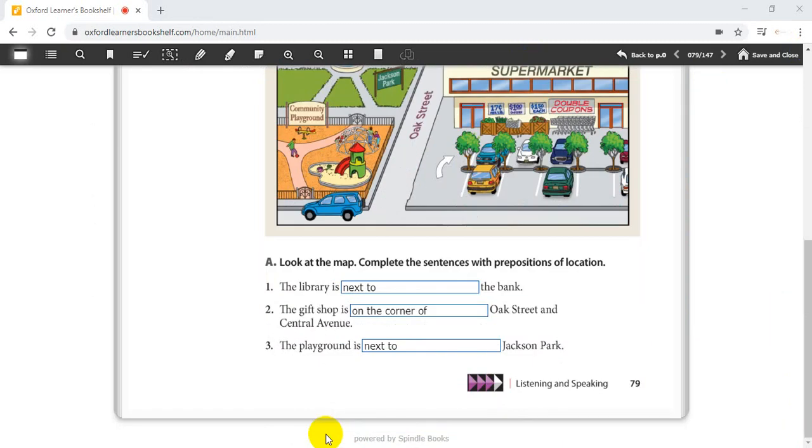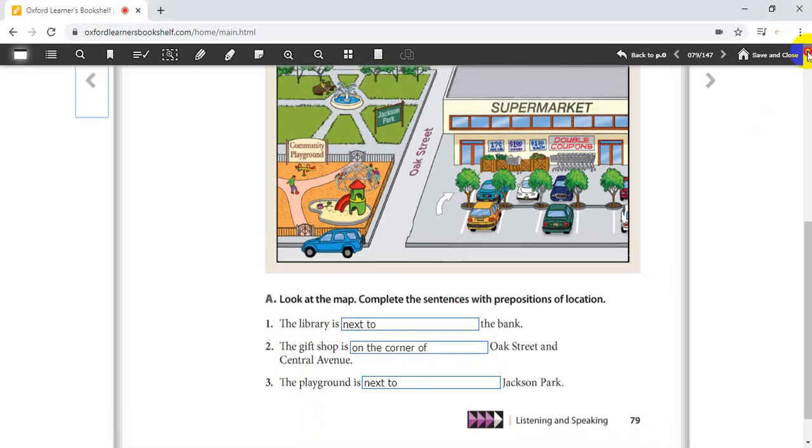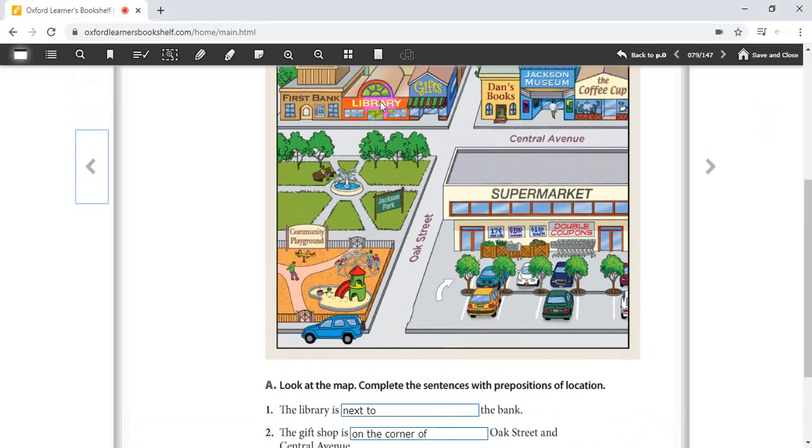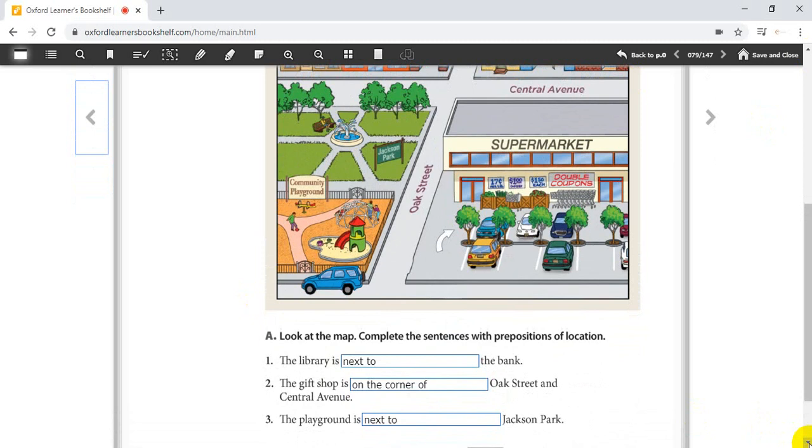Alright, now let's have a look at the answers. The library is next to the bank. So if you look at the map, the library is next to the bank, okay? The gift shop is on the corner of Oak Street and Central Avenue. The playground is dash Jackson Park. This is the Jackson Park, this is the playground, so it is next to the Jackson Park.